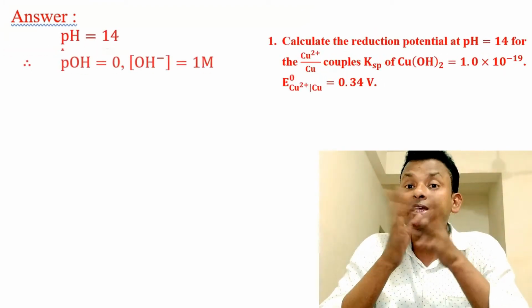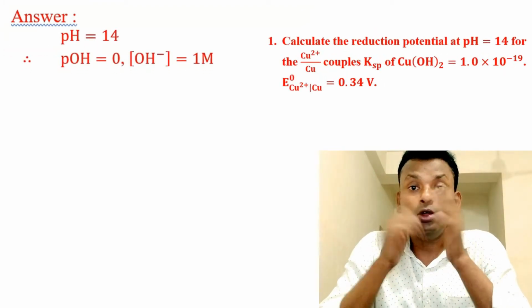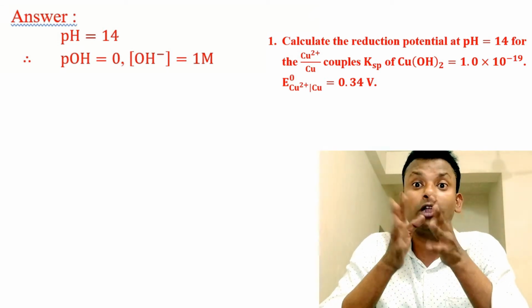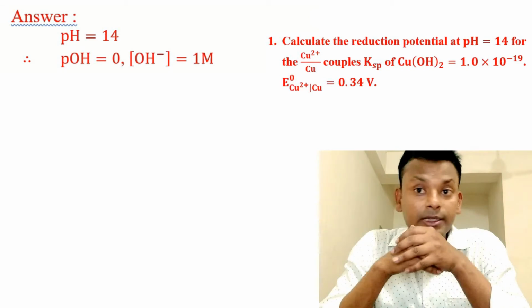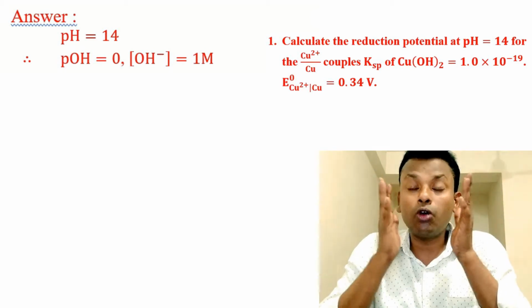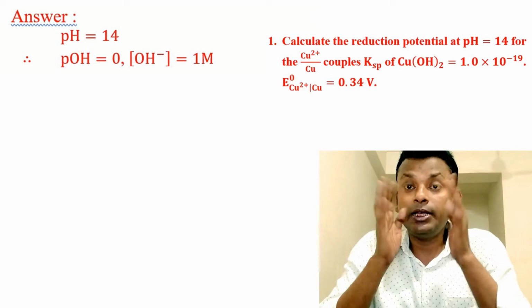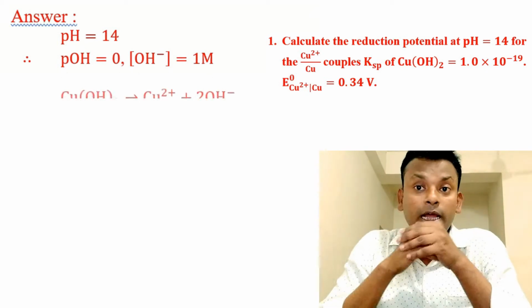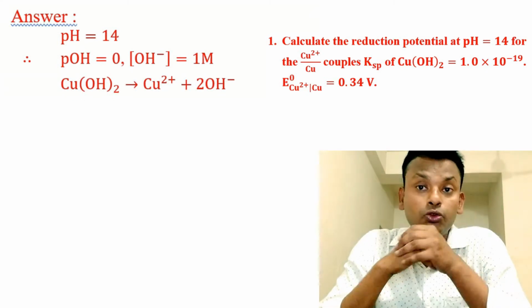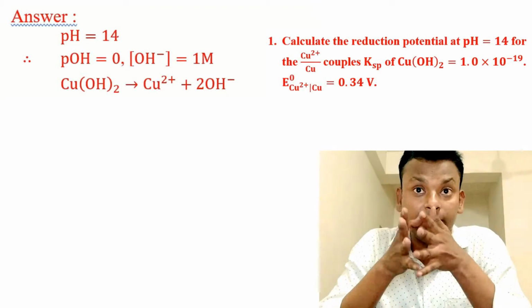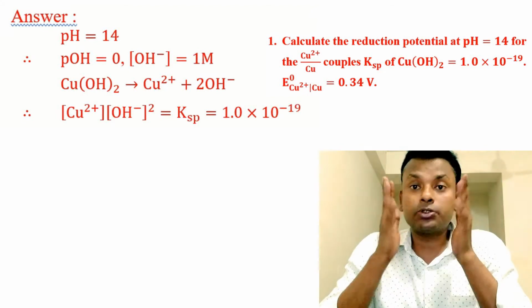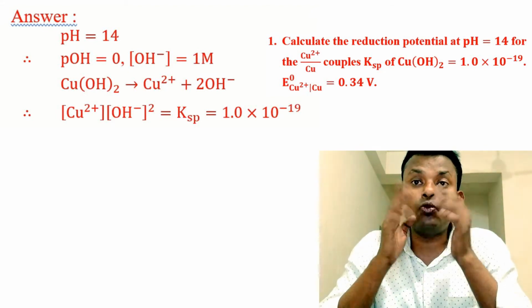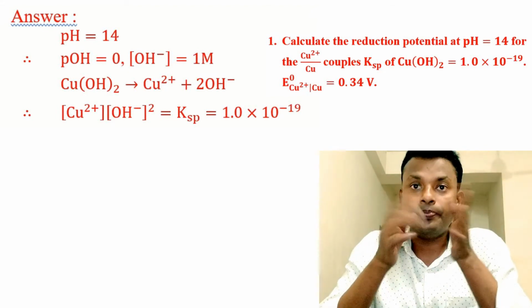Answer. Here pH equals 14. So pOH equals 0. We know that pH plus pOH equals 14. So here pH equals 14, so pOH equals 0. So concentration of OH minus equals 1 molar. We know that Cu(OH)2 gives Cu2 positive plus 2OH negative. Therefore Cu2 positive into OH negative square equals Ksp, that is 1 into 10 to the power minus 19.